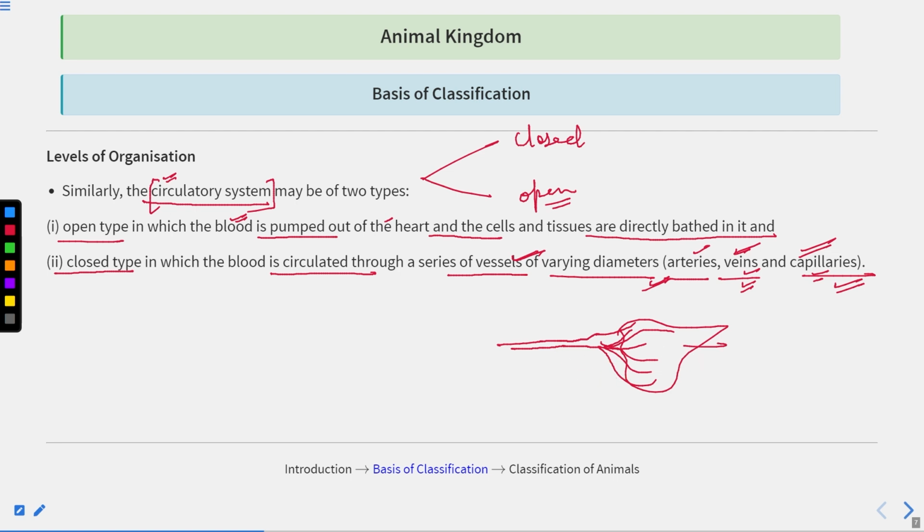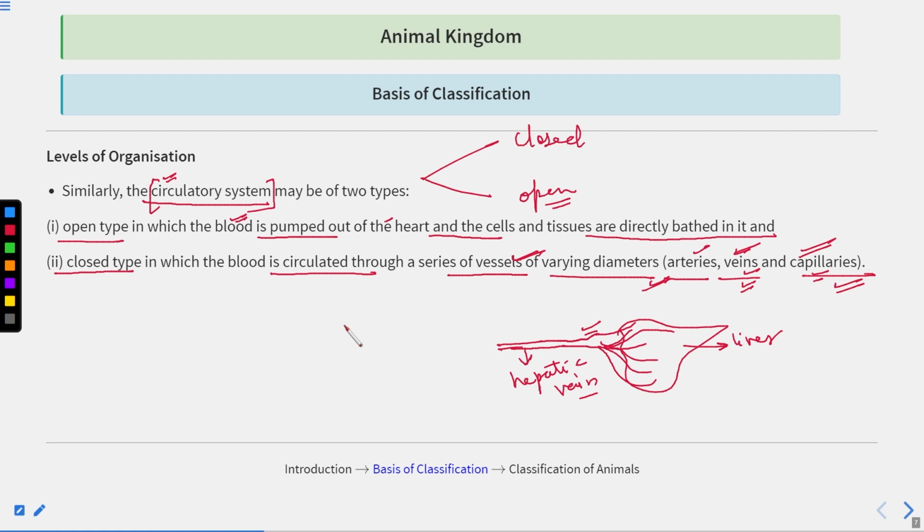So suppose this is a liver, then this will become the hepatic vein, right? It is taking all the deoxygenated blood from the organ. So that is the vein.